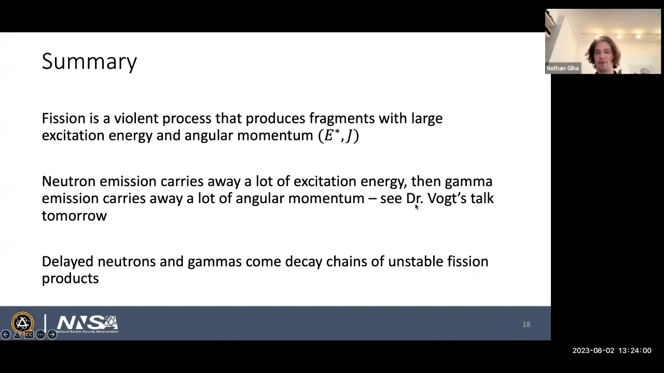And then, very relevant to the talk tomorrow by Dr. Ramona Vogt, the gamma ray emission carries away a lot of the angular momentum of the fragments. And of course, like we just mentioned, the delayed neutrons and gammas that come from fission and are super important in things like reactors, those come from the decay chains of unstable fission products.